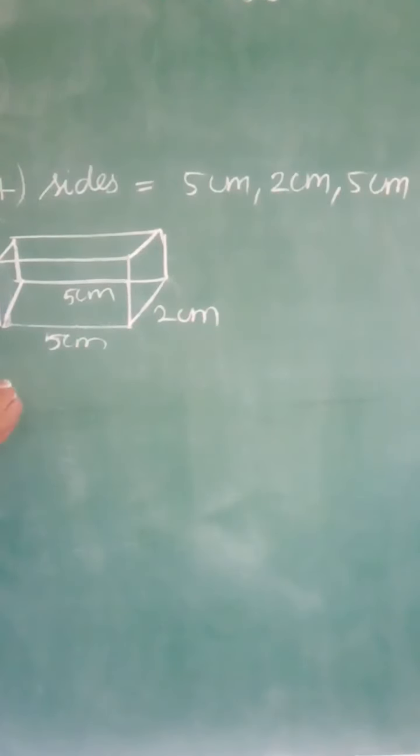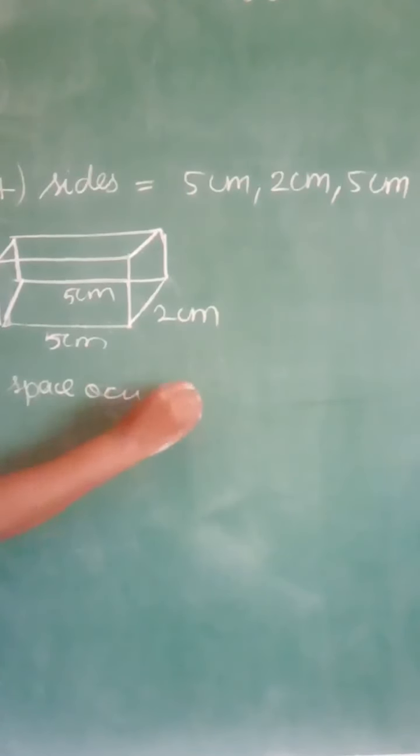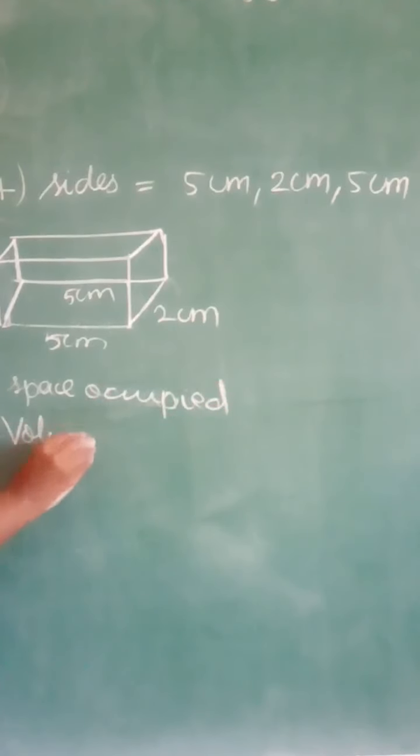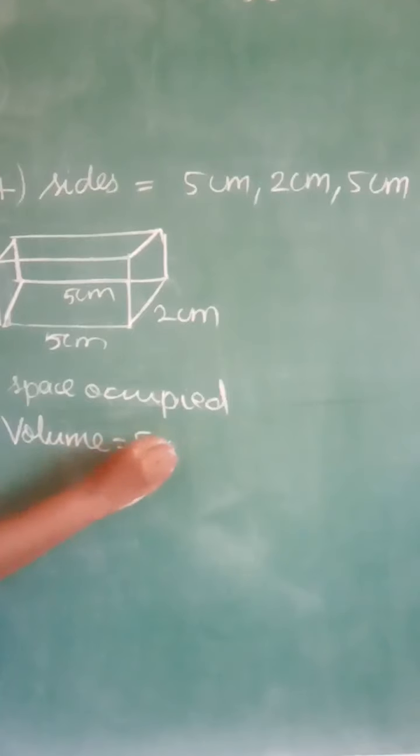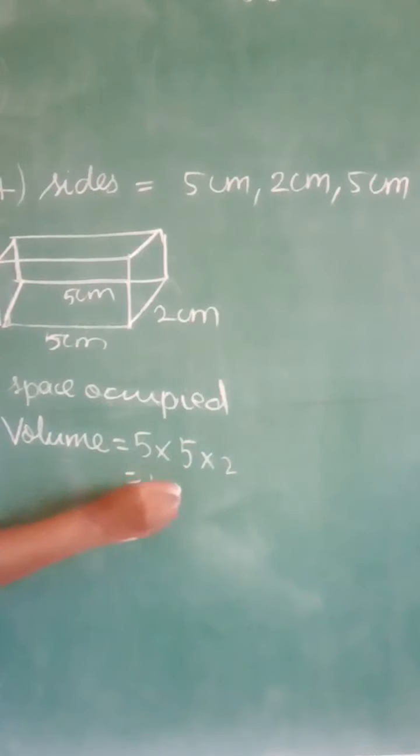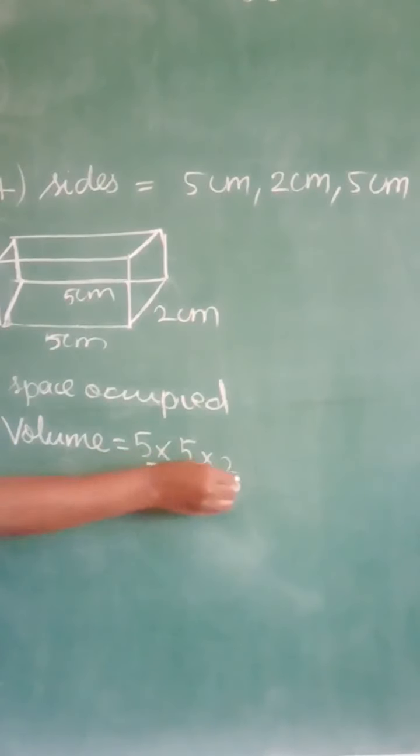Okay. So find space occupied. Or you can do this as volume is equal to 5 into 5 into 2. Okay. That is how much? 50. 5 5s are 25 and 25 2s are 50. So for 50 we have 2 5s and only 1 2.